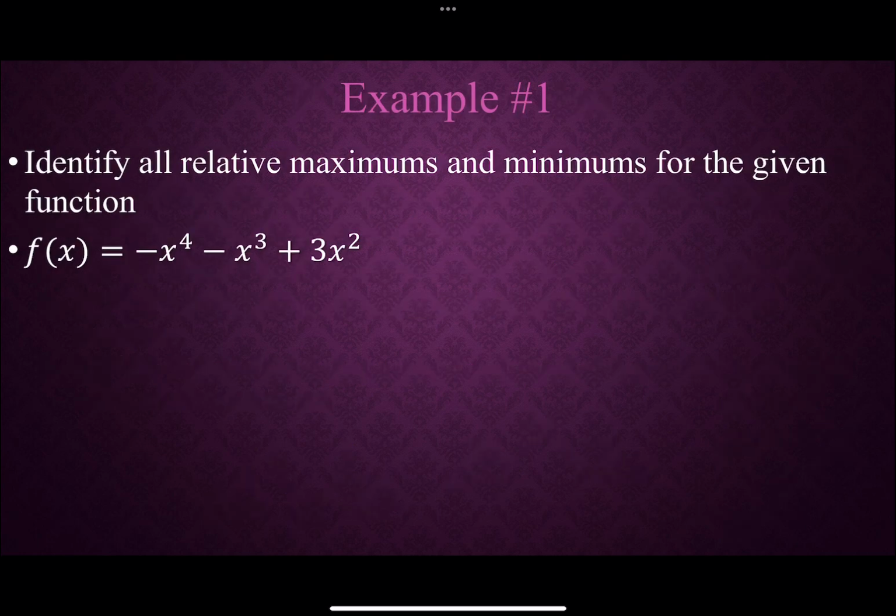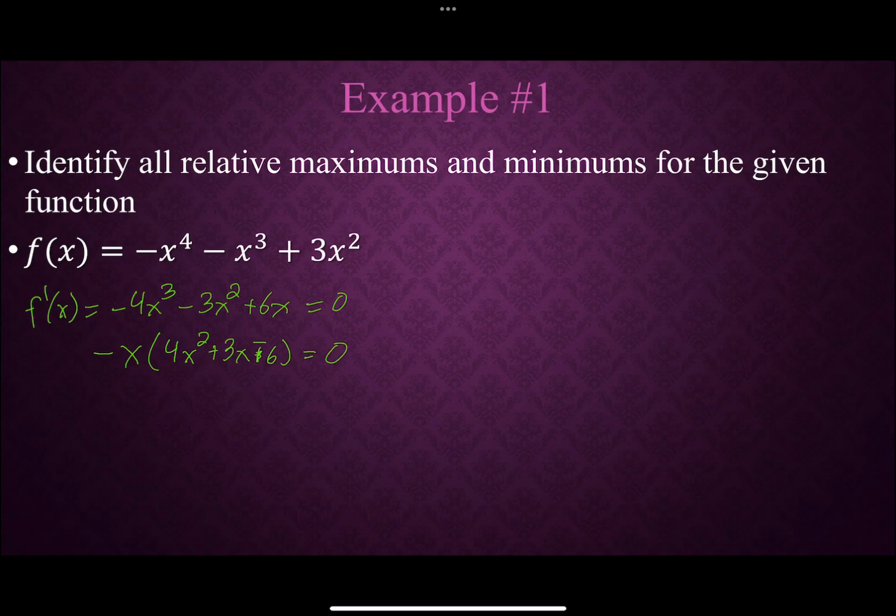So we'll start off with a polynomial equation. We're going to go ahead and take our derivative. We get negative 4x cubed minus 3x squared plus 6x. We set that equal to 0. We can factor out a negative x to get 4x squared minus 3x plus 6. I'm sorry, plus 3x minus 6.